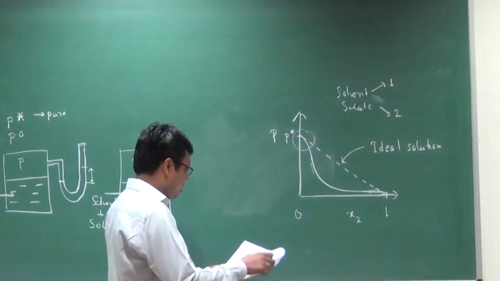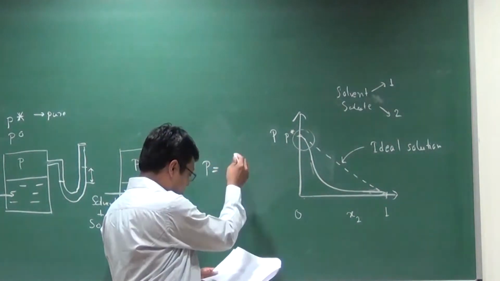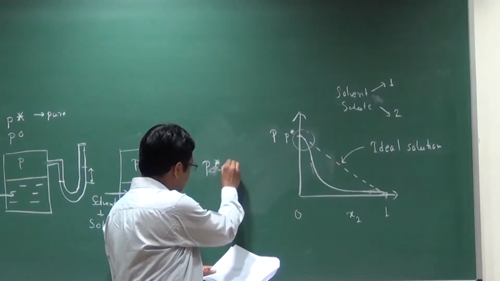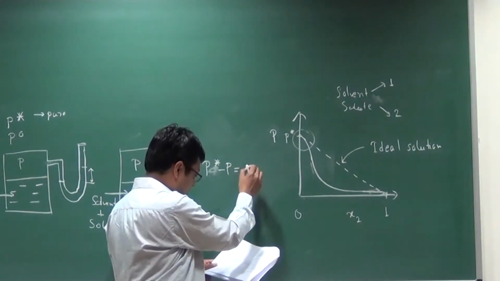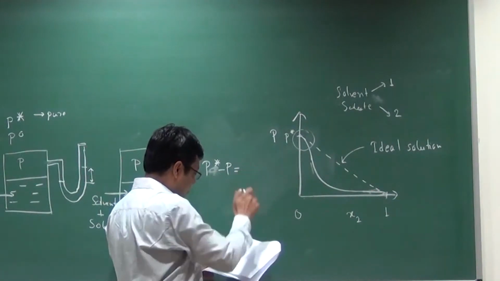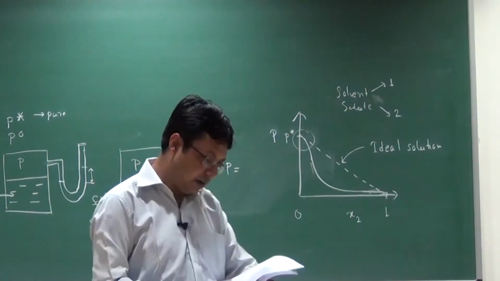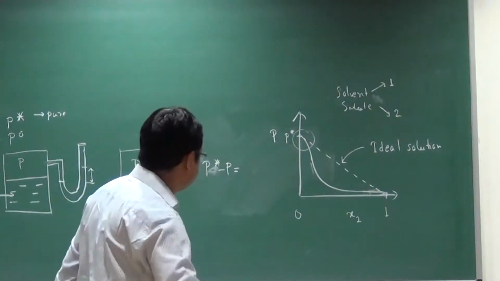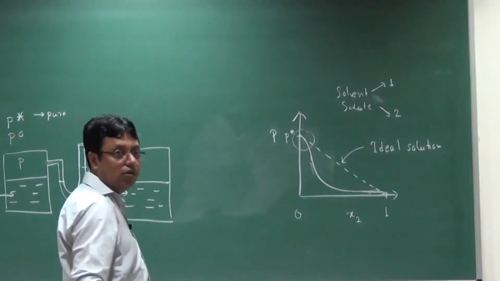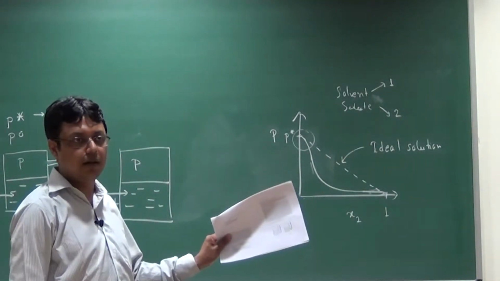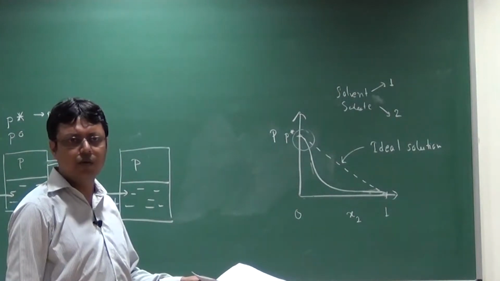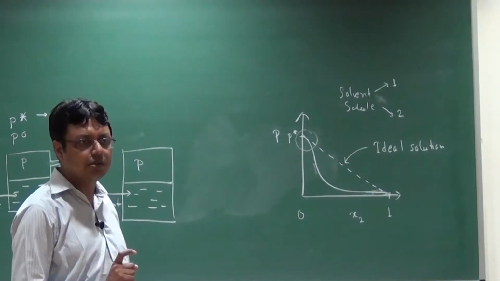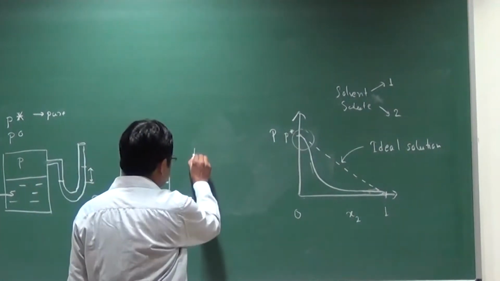So we can write the pressure equation as P star minus P equal to this one. I'm just following a particular notation here. For this section, you can follow Castellan's book, which everybody probably has, but the notation I'm using is a little bit from Atkins, because with P0 and P star there is a confusion. All right.